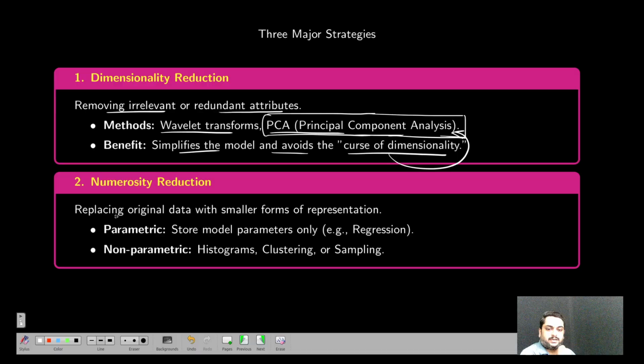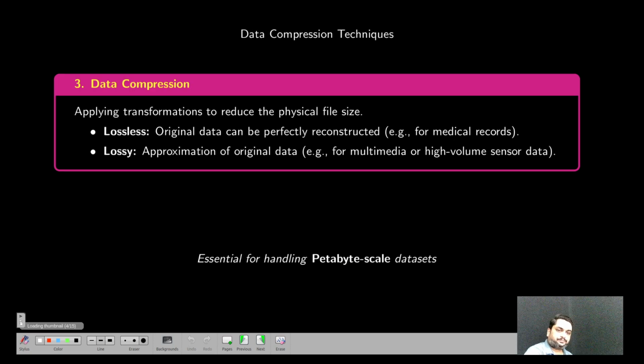Then numerosity reduction: replacing original data with smaller forms of representation. For example, parametric methods can use regression. For non-parametric, you can use histograms, clustering, or sampling techniques. This is what we are going to see in our study, sampling and clustering.